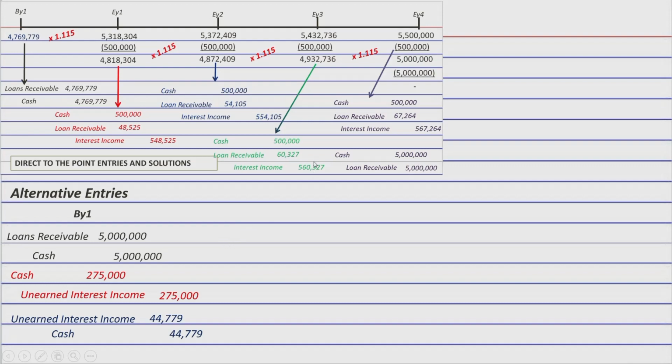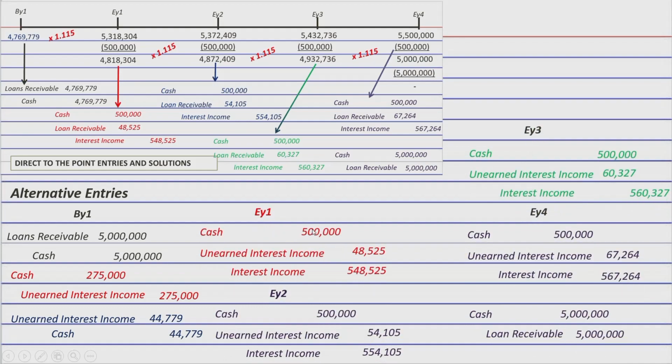What about the entries in the subsequent periods? The entries in the subsequent periods are these. What did you observe? Let's focus on the end of year 1. Are these direct to the point entries similar to this alternative entry? Of course, yes. The only difference is that this one uses the account unearned interest income instead of the loans receivable account. And if you look at the other years, the same difference is also happening.